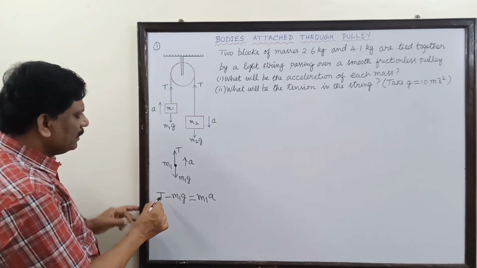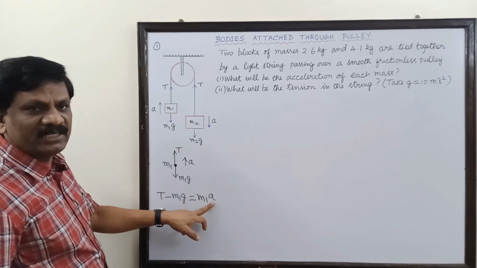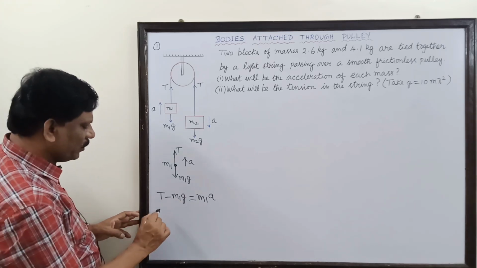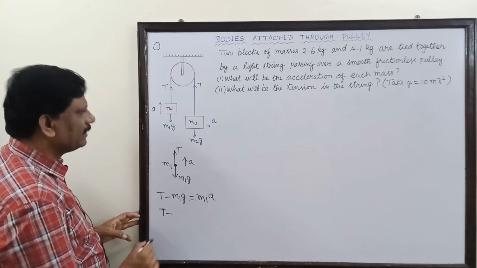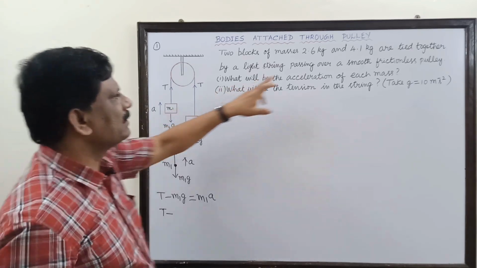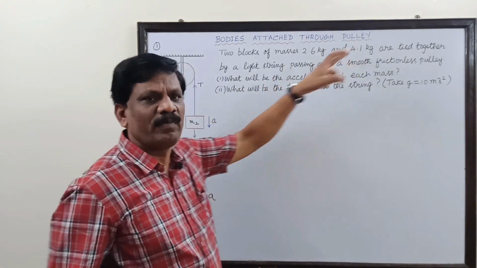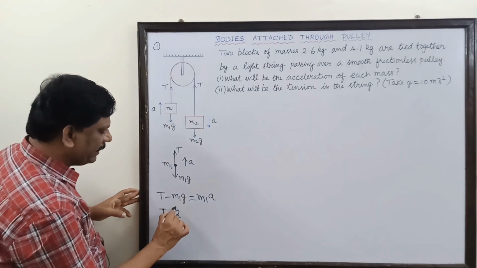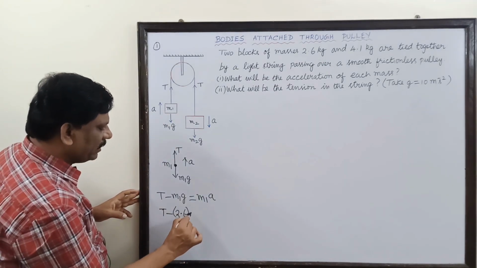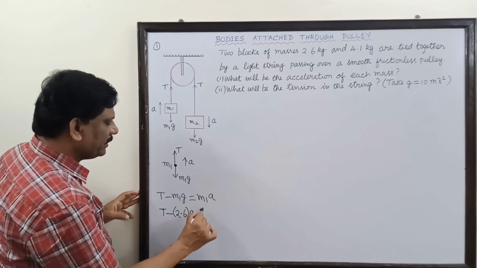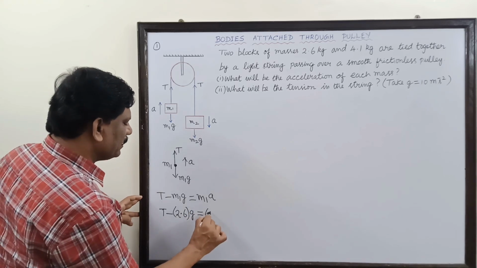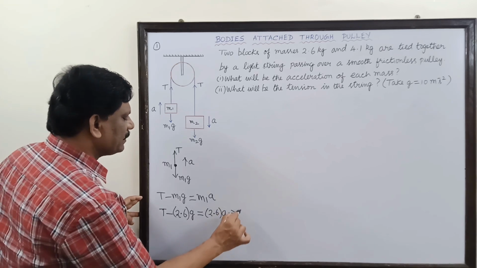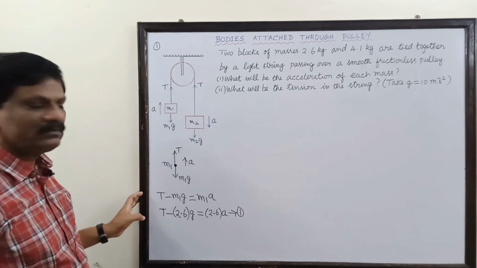Now what is the tension we have to find out? Acceleration also we have to find out. Only M1 and g I am going to substitute. So T minus M1, the smaller mass, is taken as 2.6 kg. So T minus 2.6 into g is equal to M1 into a, so this is 2.6 into a. And this is our equation 1.